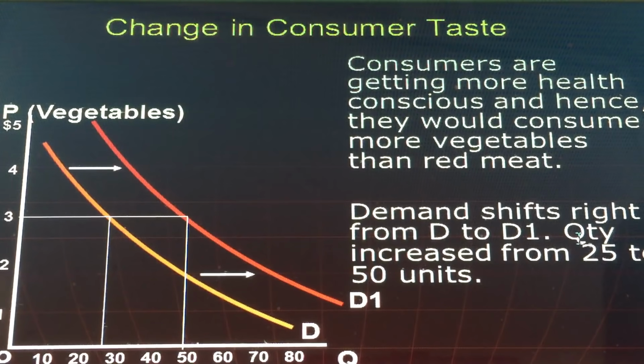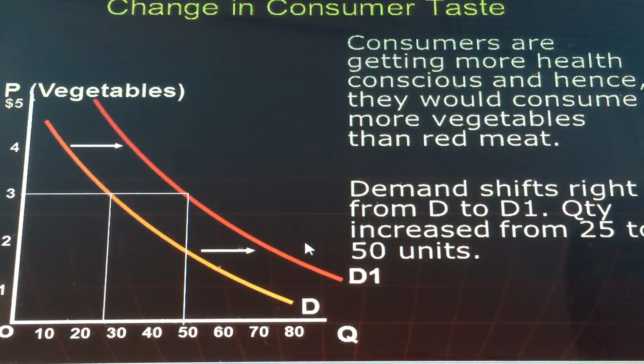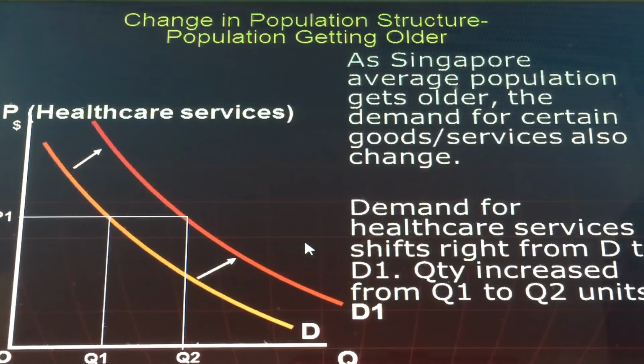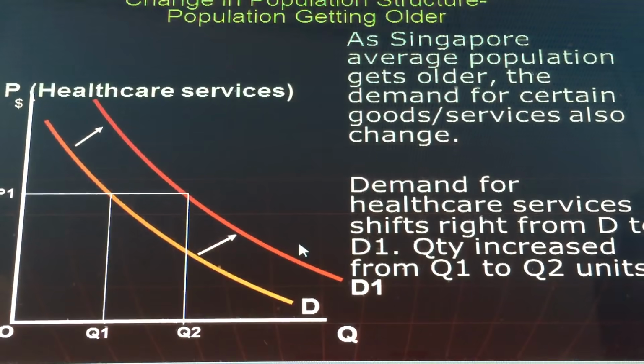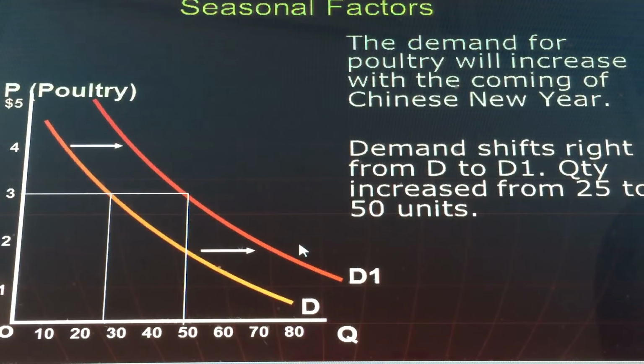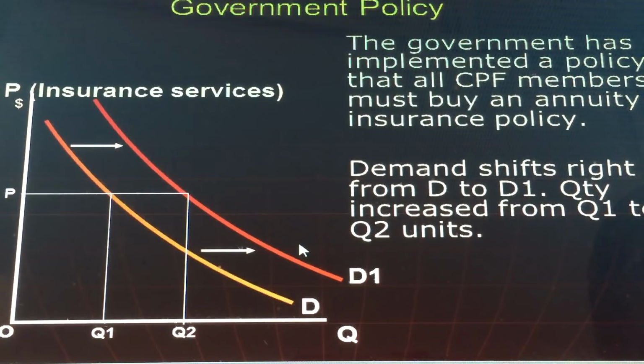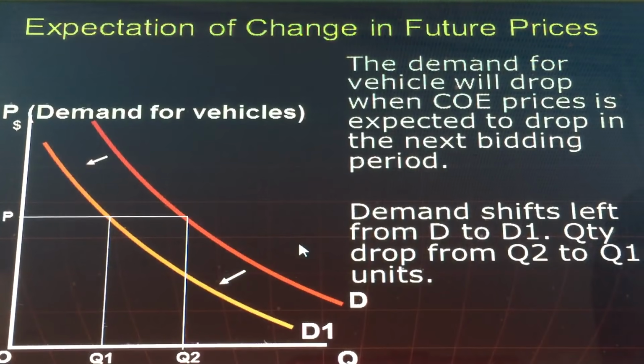Change in consumer taste. If they say vegetables can help you to prevent cancer, then a lot of people will buy the vegetables and so on. So the rest are not so important. The reason is, if you look from the point of an examiner, those that have complicated graphs are easier to test you on. So these are all the simpler things that you can actually read on your own.